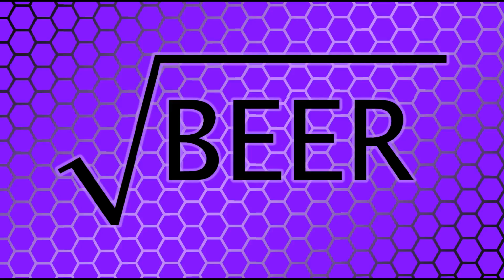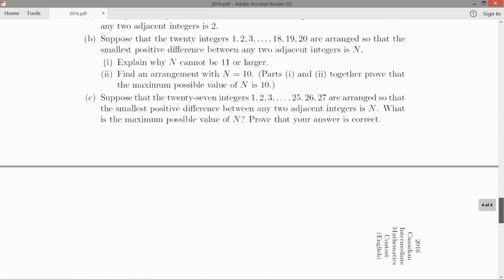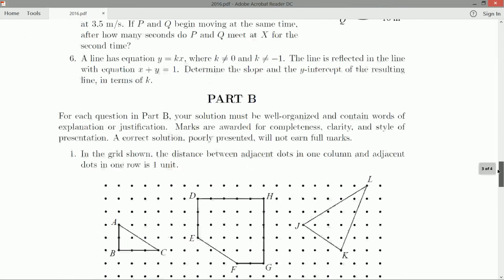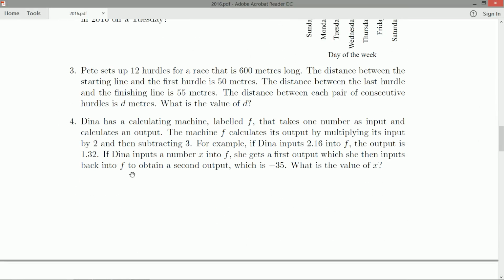Hello, ladies and gentlemen. Here we are looking at question number 4, A4, although it's the CIMC from 2016. I guess I could have just said question 4 because B part stops at 3 here. But no, it's A4, so we just need a final answer, and that's what distinguishes part A from part B. I said it quickly, but I'll say it again: the 2016 Canadian Intermediate Math Contest, CIMC.